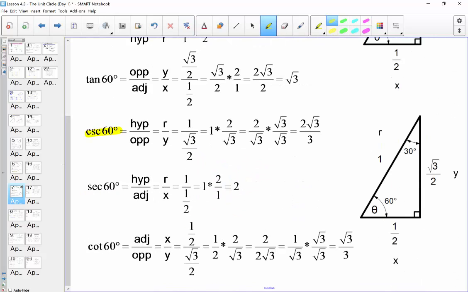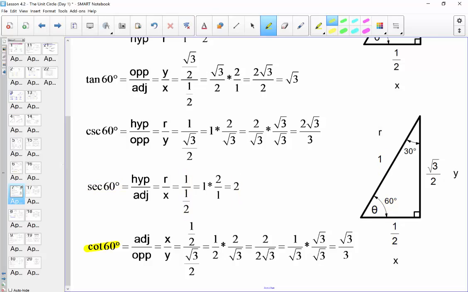The cosecant of 60 degrees is equal to the hypotenuse 1 over the opposite side, square root of 3 over 2. We're going to multiply by the inverse of the denominator, 1 times 2 over the square root of 3, and we're going to get 2 over the square root of 3. Got to get rid of that radical in the denominator, so we'll multiply by the square root of 3 over the square root of 3, and we'll get 2 times the square root of 3 over 3. The secant of 60 equals the hypotenuse 1 over the adjacent side, 1/2. So 1 over 1/2 simplifies to 2.